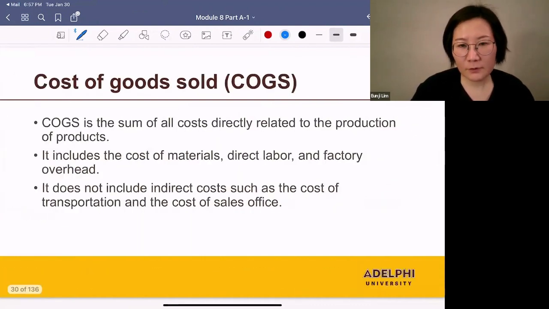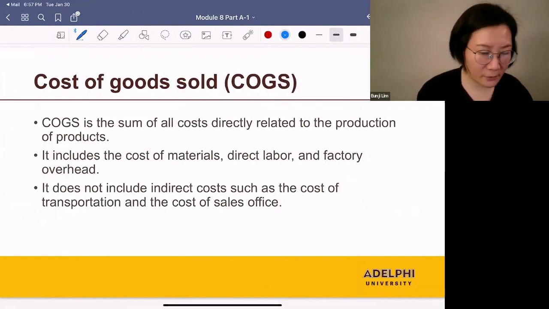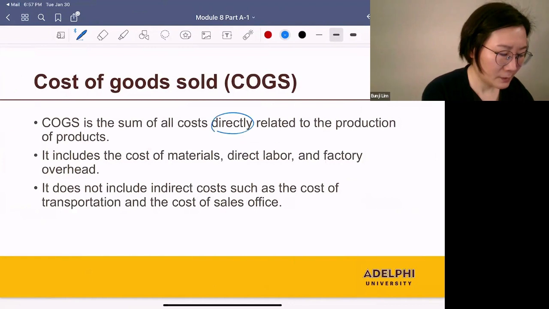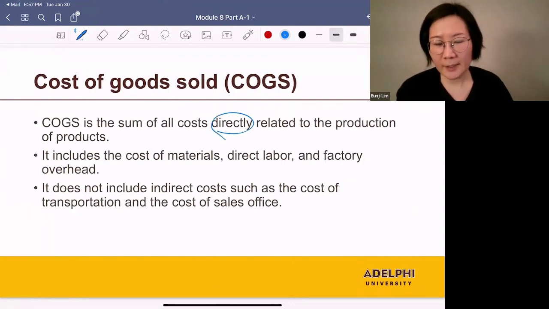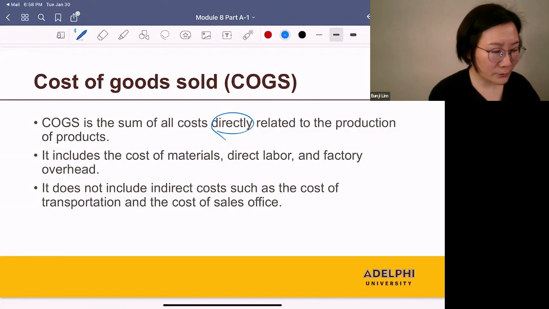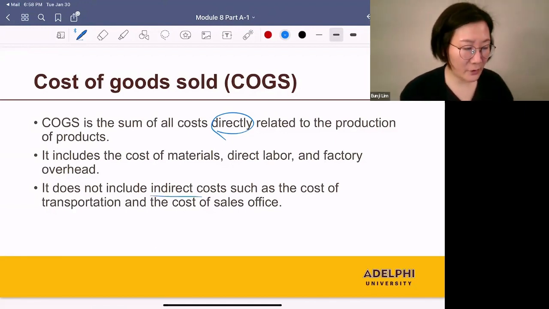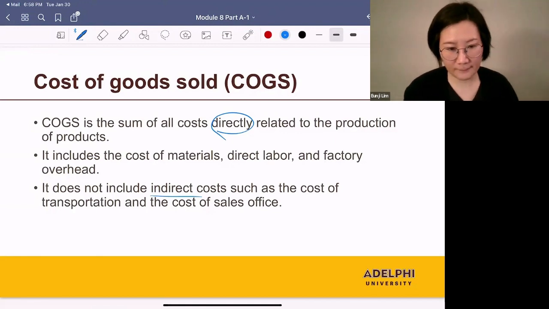The cost of goods sold is the sum of all the costs directly related to the production of products. It includes the cost of materials, direct labor, and factory overhead. And the factory overhead includes the rent for the factory and the salary for the employees who work in the factory. And it does not include indirect costs such as the cost of transportation and the cost of sales office.